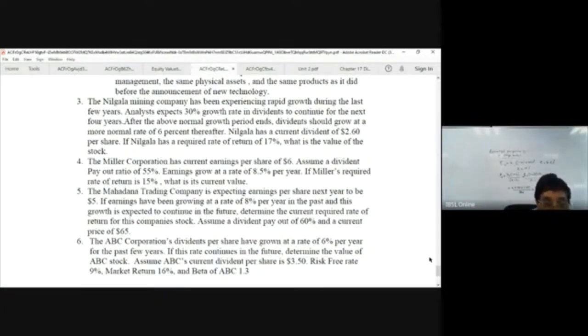Dividend can be calculated by looking at the payout ratio, that is 60%. Earnings is 5, dividend is 3. Dividend is 3 divided by K minus G. G is 8%.